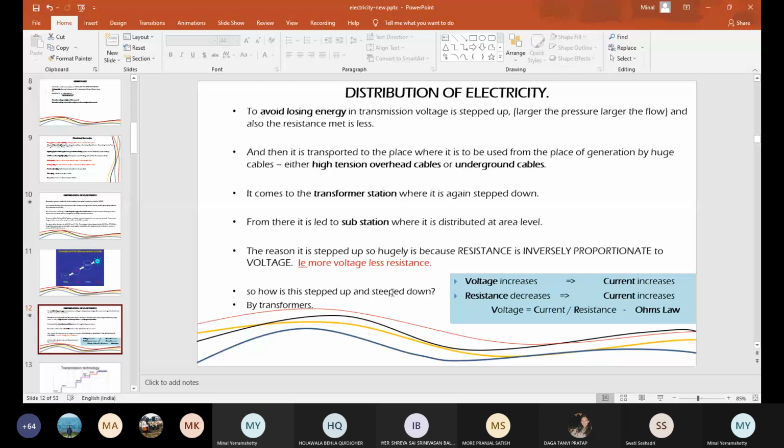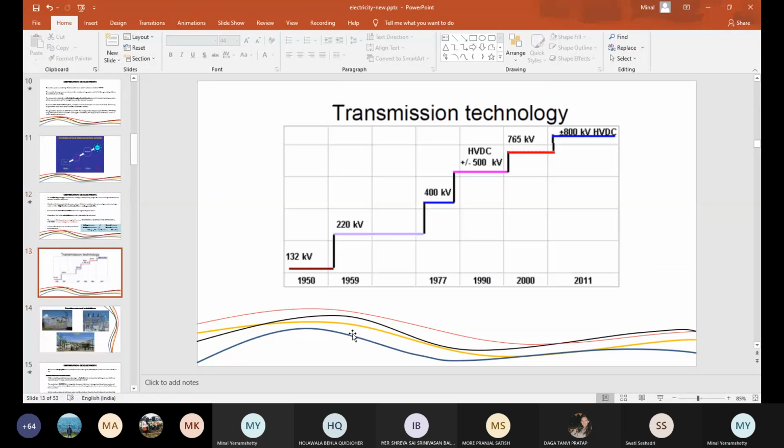How is the step up and step down done? Through transformers. So this is how the voltages are used. Can you see the change here? 1950, how small it is, look, 132 kV. Then it came to 1959, it was 220 kV. In 1977, the step up was done to about 400 kV.